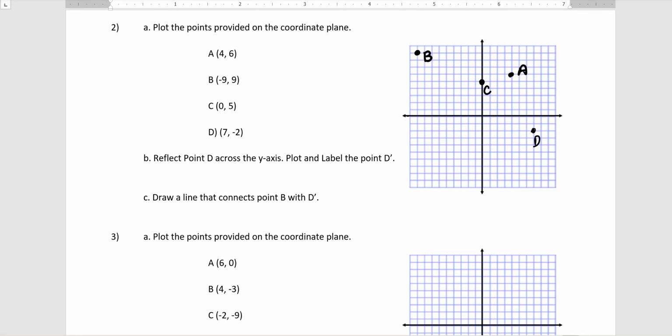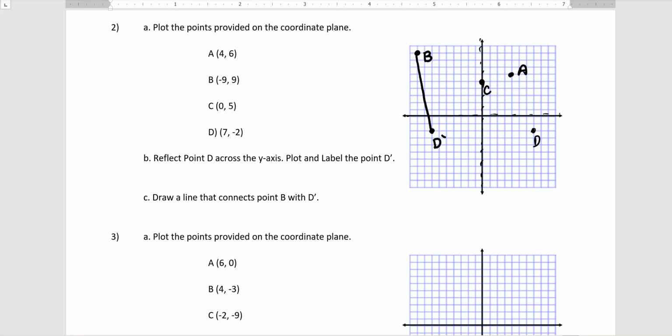Now, it says to reflect point D across the y-axis. So that y-axis, remember, is that horizontal one right there. If I were to reflect it across the y-axis, that's the vertical one. I said the x-axis, didn't I? There you go, the y-axis. So flip it across this y-axis. So it was right 7, down 2. So now it'll be left 7, down 2 from the origin, which would put me right there. And plot and label that point D prime. And then it says draw a line that connects point B with D prime. So I would just draw a line segment here that connects those 2 points.